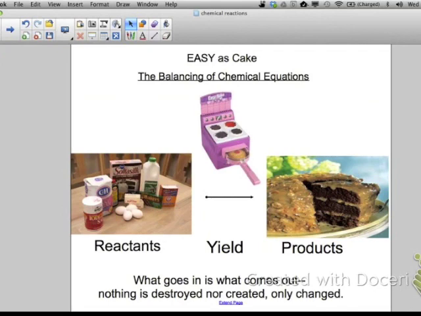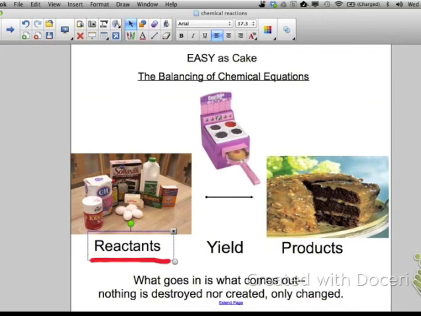One thing I always like to remember is that balancing equations is a lot like following a recipe to make a cake. You need to have a certain amount of flour, a certain amount of salt, a certain amount of sugar, 2 eggs, or however many eggs you need. And then those reactants or those ingredients yield products. Yields is like the oven, it goes into the reaction.